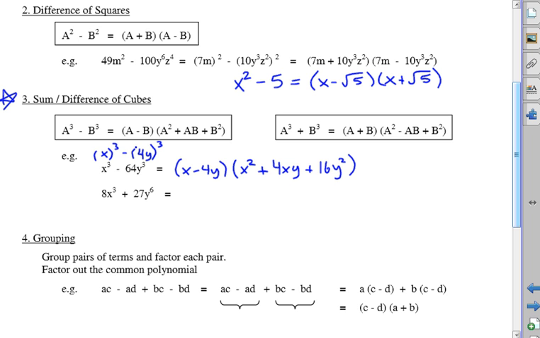Right. Do you want to try the next one on your own? Are you feeling brave? Why not? That's saying, can you try it on your own? So you might want to change this into something cubed plus something cubed, so you can see what your a and b was. Knowing your perfect cubes will help.